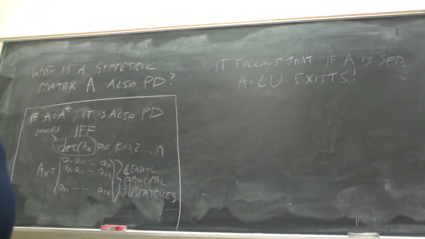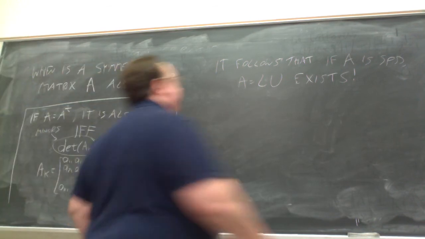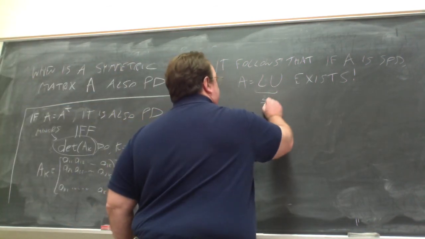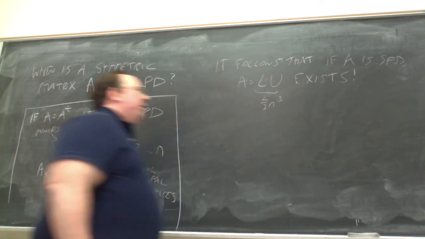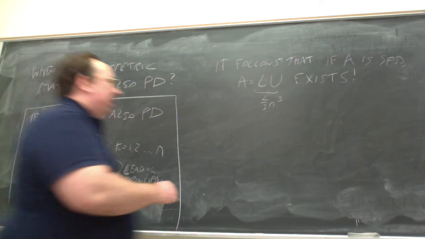Okay. Now, this is inefficient. This takes 2/3 n-cubed operations. Now we could do the LDLT factorization, but there's another factorization that's a little bit simpler.